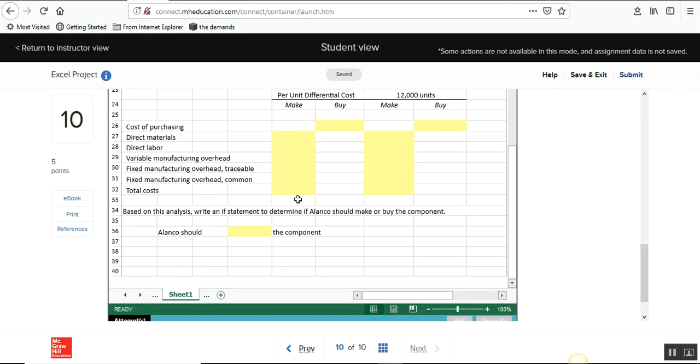We're going to have a total cost here. And by the way, making a product will include manufacturing overhead, traceable and common. And then what happens if that unit, this is a per unit cost here, but what happens if we're operating at 12,000 units? What will that do to our calculation, or will it change it much? So then you're going to look at what you should do. You should say, okay, are we going to buy or are we going to make?